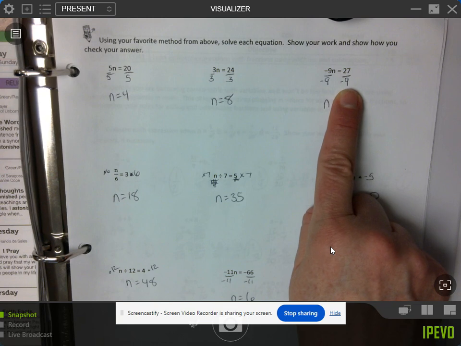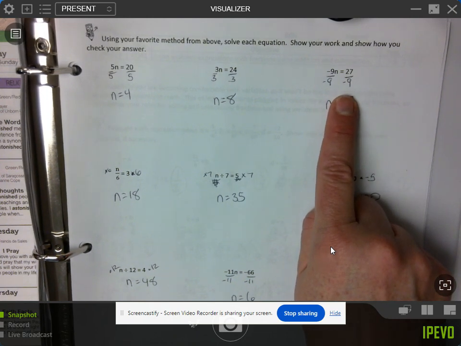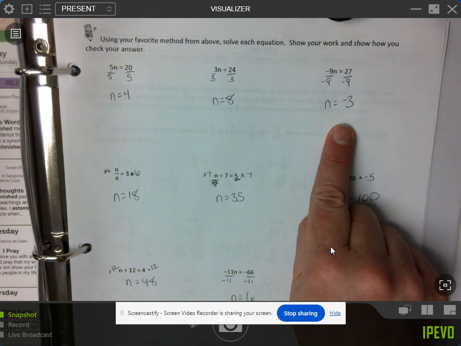It is important for us to remember those multiplying and dividing with negative number rules. So if we had a positive 27 and a -9, our answer is -3. Any questions on that top row?